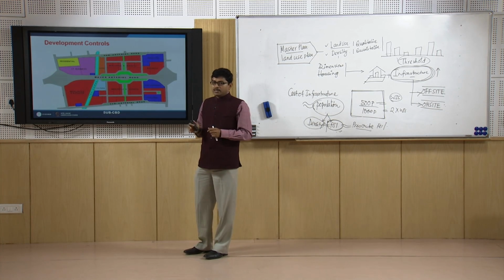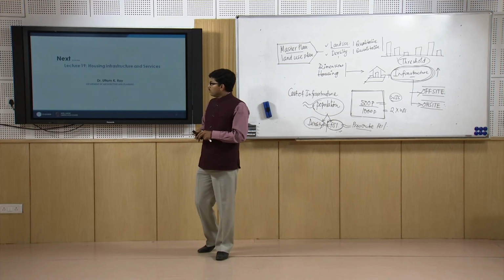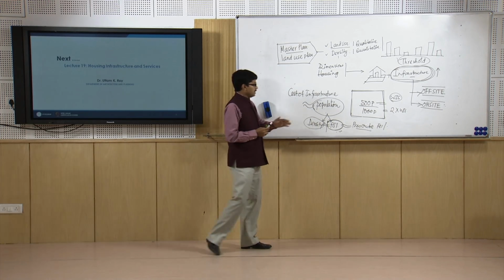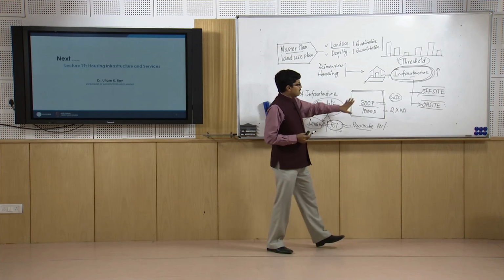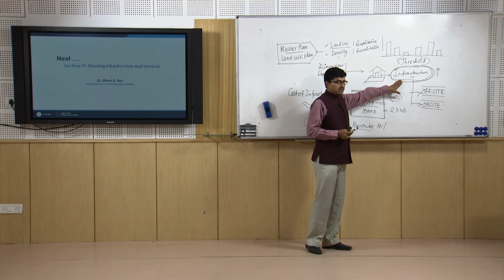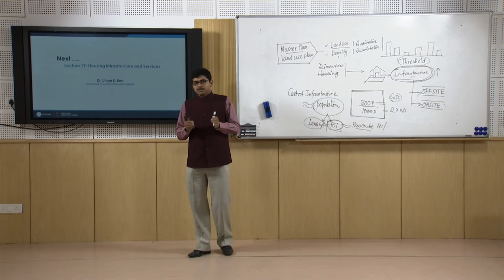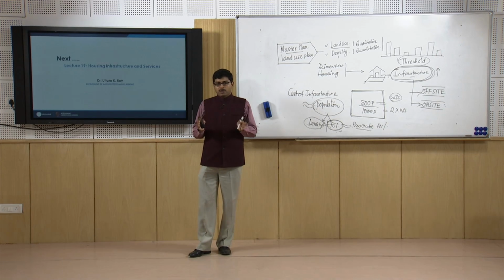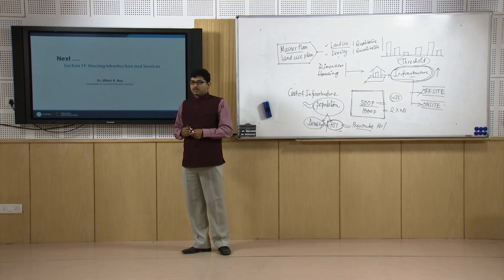Having said that, the next lecture will be on a very important part which was touched on here, that is, defining the FSI and the density. One very important criterion is the infrastructure. The discussion of the infrastructure and facilities required for housing development will be dealt with in 2-3 lectures. In the next lecture we will discuss the housing infrastructure and services.